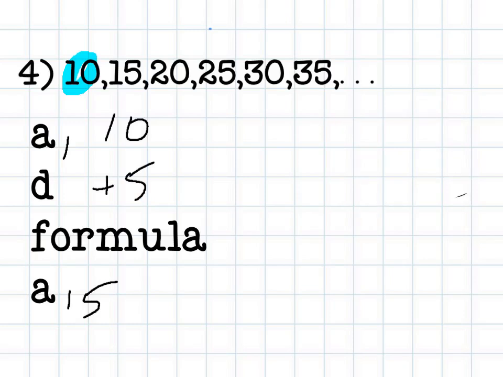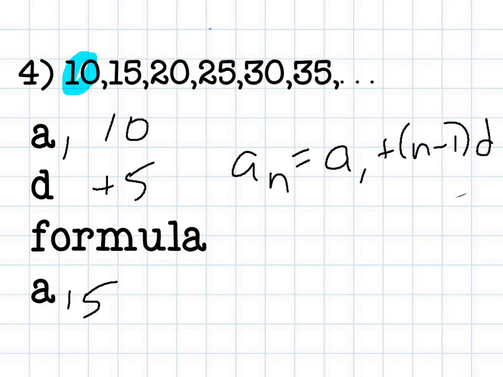Now we need to write the formula. The formula that you would use would be a subscript n is equal to a1 plus n minus 1 times d. Well, we know the first term is 10. We don't know what n is because that's what we'll find later on. And d is 5. So there is the formula that you would use.